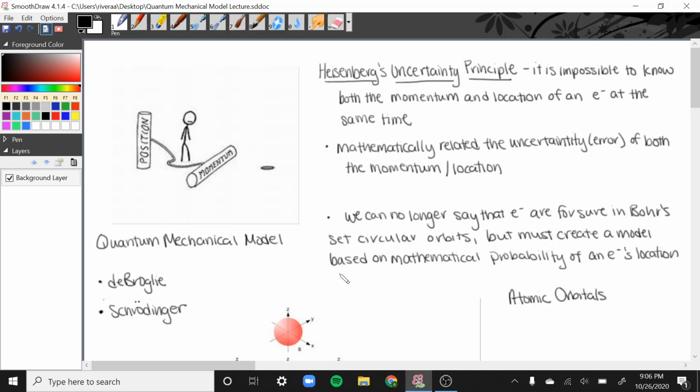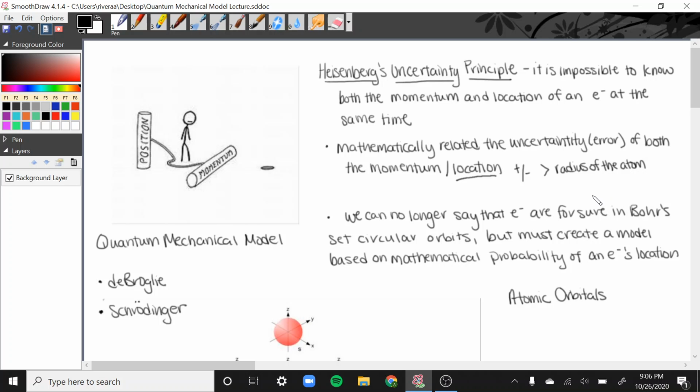And what Heisenberg did is he mathematically related the uncertainty, or the error, in both the momentum and the location of an electron. And it turns out that when he actually measured the uncertainty in position, the plus or minus of that position was bigger than the radius of the atom. So if the uncertainty in position is bigger than the size of the thing itself, then there's no way that we can say for certain where an electron is located in that atom.